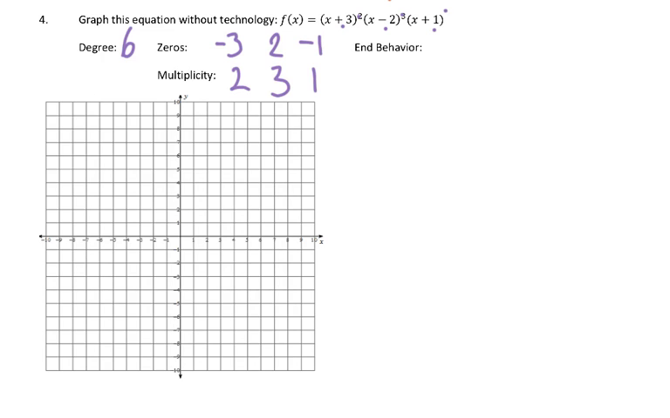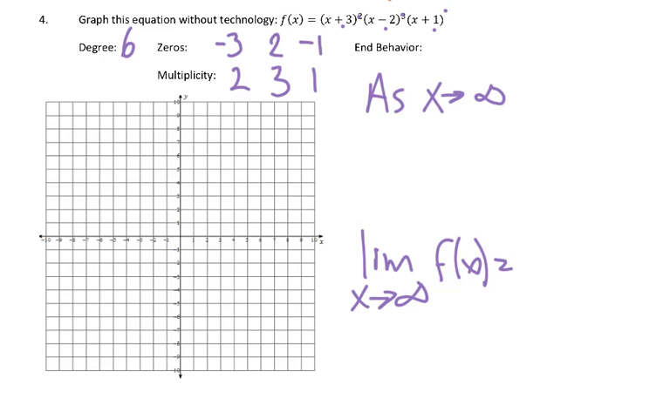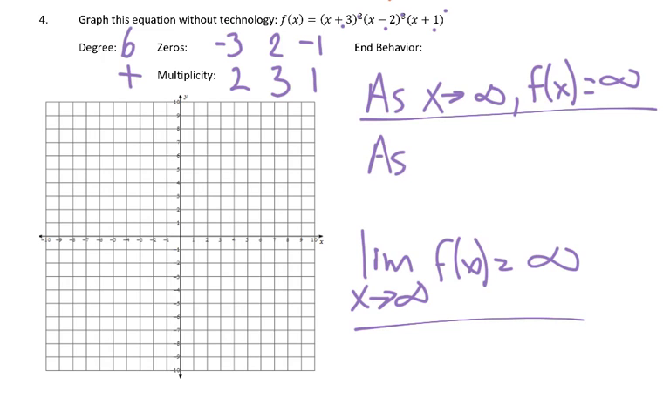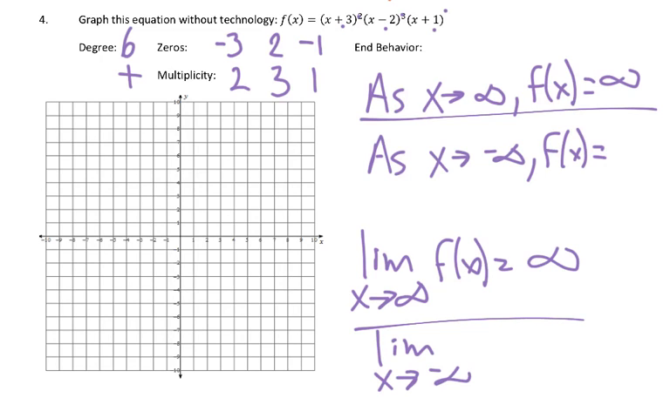Okay, so let's do our end behavior. So as x approaches infinity, or the limit as x approaches infinity of our function equals, well, where's it going to go? It's even and it's positive, so they're both going up. Okay, that's as we go to the right. Now, as x approaches negative infinity, or the limit as x approaches negative infinity of f of x also is going to go up because it's even and it's positive, so they both go up.